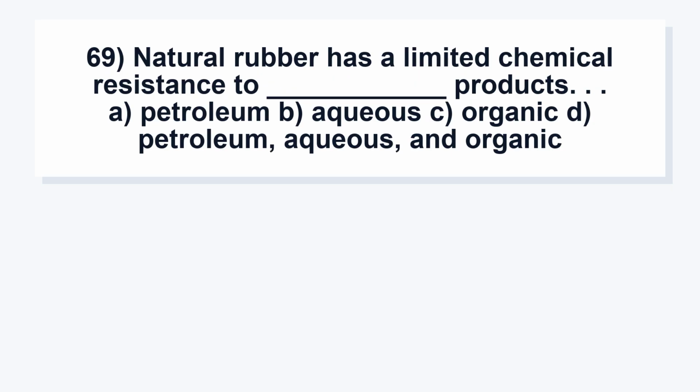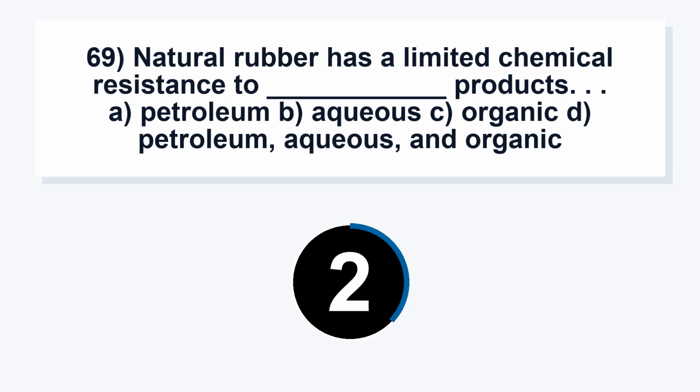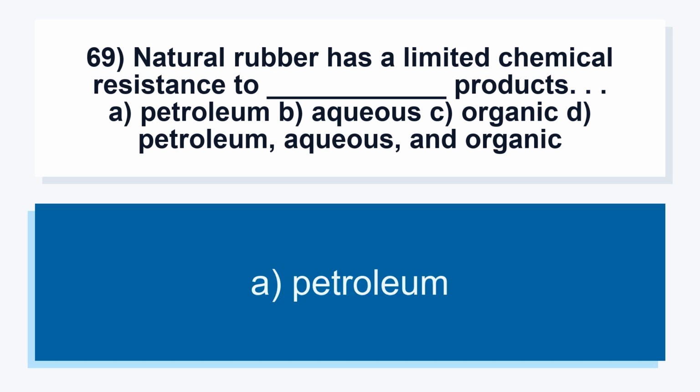69. Natural rubber has a limited chemical resistance to ______ products. A. Petroleum. B. Aqueous. C. Organic. D. Petroleum, aqueous, and organic. A. Petroleum.